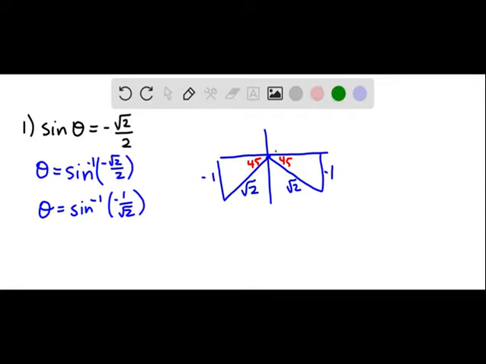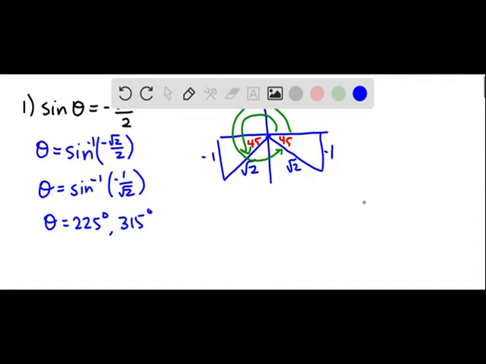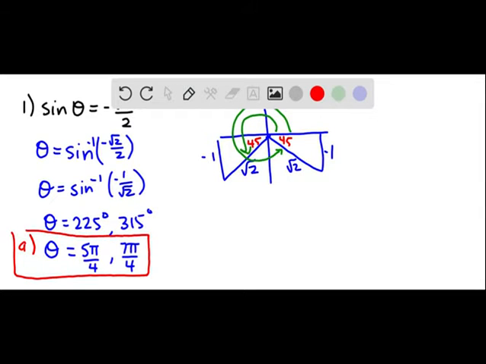So our answers are, what would that be? 225 degrees and 315 degrees. But we're going to put these answers in radians. And so 225 degrees would be 5 pi over 4 radians, and 315 degrees would be 7 pi over 4 radians. So for part A of the problem, that would be our answer. These are the only two answers within the interval from 0 to 2 pi.